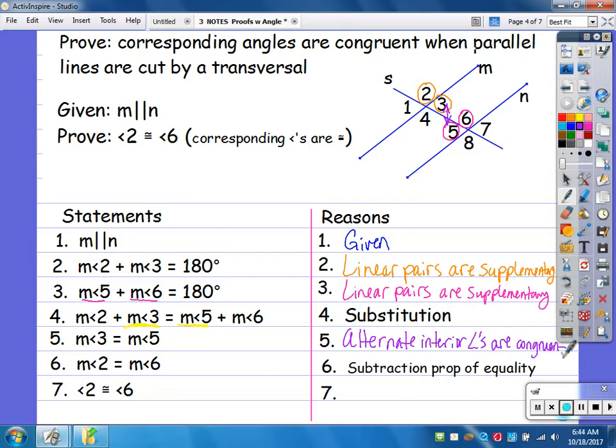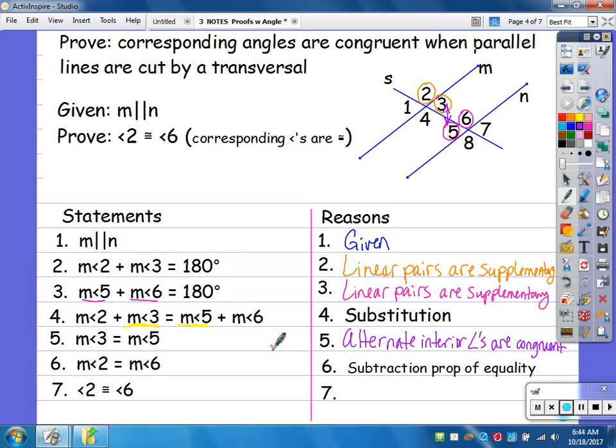All right, and technically right here we should have had an extra step to say that 3 is congruent to 5, and then the measures are equal because of the definition of congruent. But just to simplify it, we know if the measures are equal, that's what congruent means. So we're going to not include that step, but that's okay.